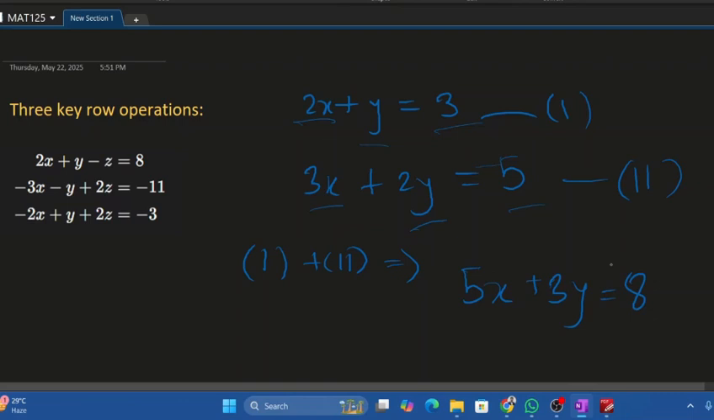What did we actually do? We just added the coefficients, right? And then we got a new coefficient and also a new constant. So we can also do this, right?